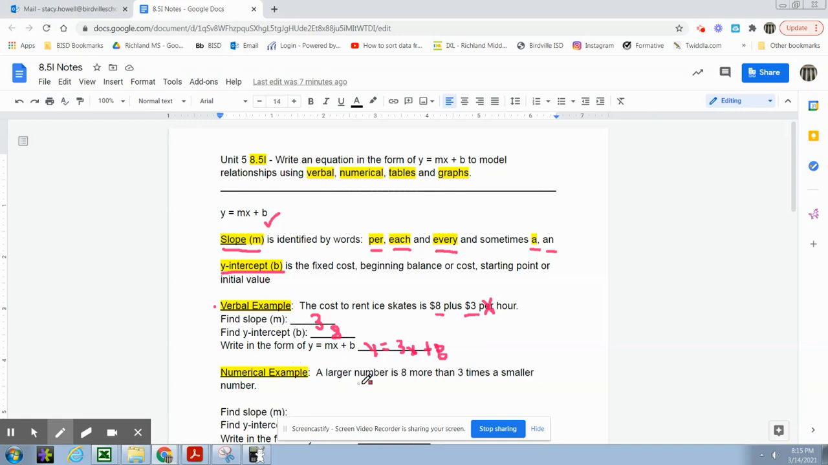Numerical example. A larger number is 8 more than 3 times a smaller number. So 8 more, is that adding or subtracting? That is adding. So we know we have a plus 8. Adding or subtracting, that is your y-intercept. 3 times a number, is that multiplying or dividing? That is multiplying. I hope you thought that. So that is our 3x.